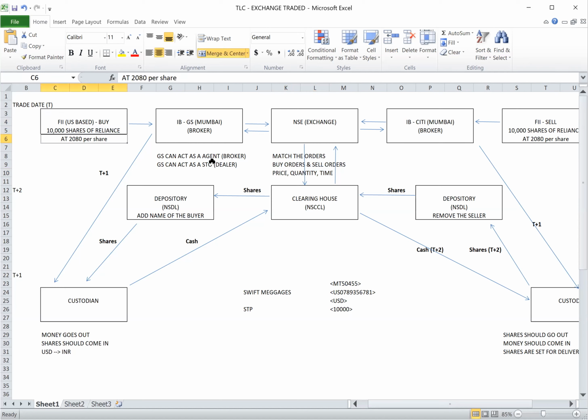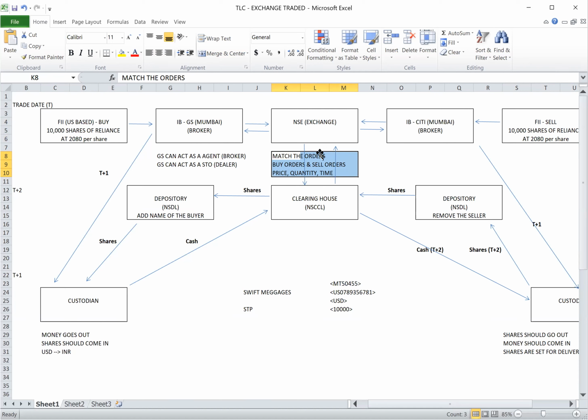They should get the shares in 2 days and they should get the money in 2 days, right? Their order is matched. What will the exchange do? It will provide a confirmation to the broker that whatever order you placed with me to buy 10,000 shares of Reliance, that order is executed.